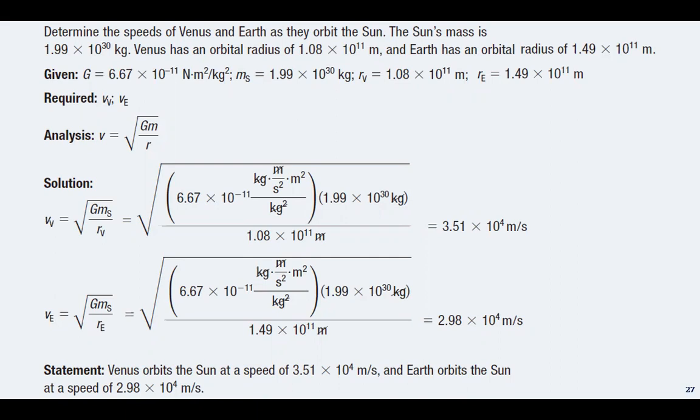Therefore, we know that Venus orbits the sun at a speed of 3.51 times 10 raised to the power 4 meters per second, and Earth orbits the sun at a speed of 2.98 times 10 raised to the power 4 meters per second.